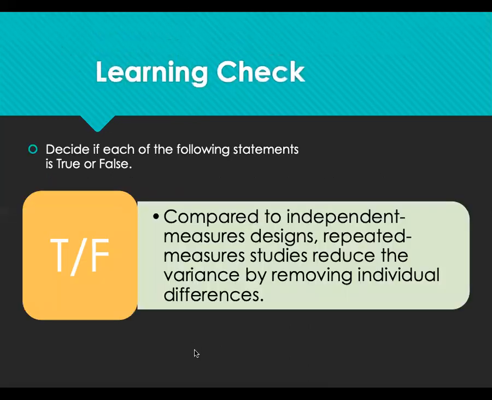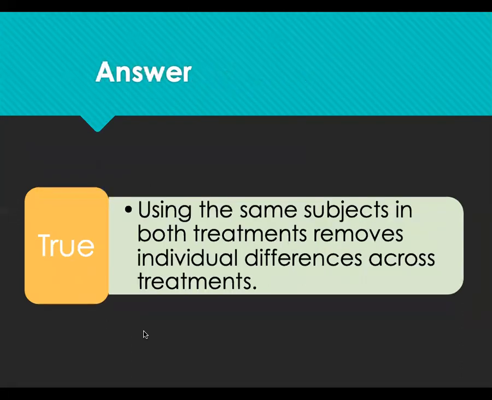Okay, some more learning checks. True or false? Compared to independent measures designs, repeated measures studies reduce variance by removing individual differences. I'll just give you a minute there to think about that. Do repeated measures studies reduce variance? And that is true, right? You're using the same subjects in both treatments. And so you are removing the variance of individual differences, right?